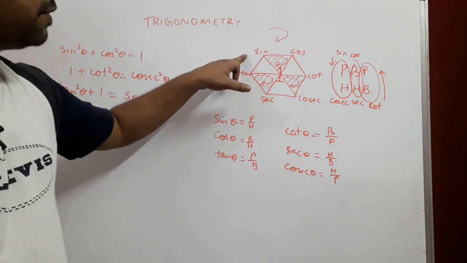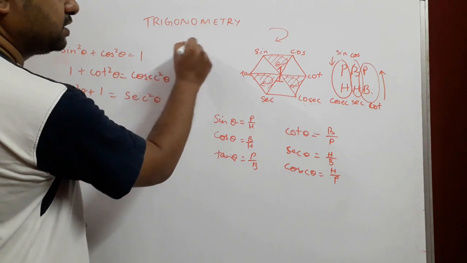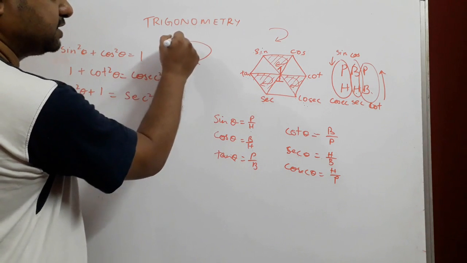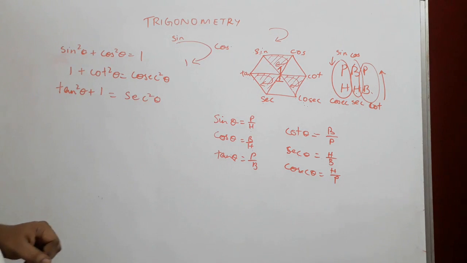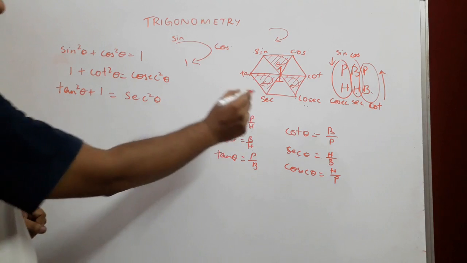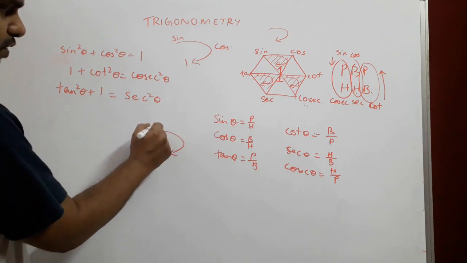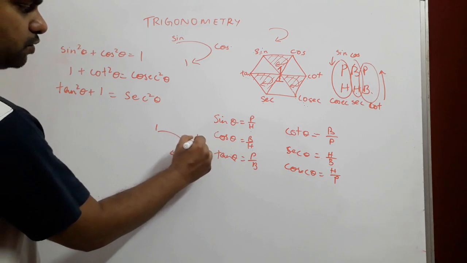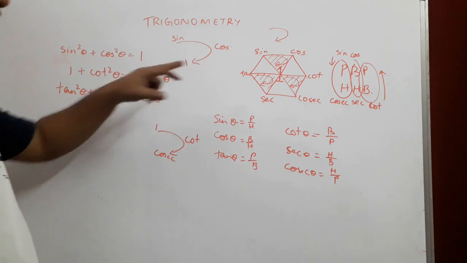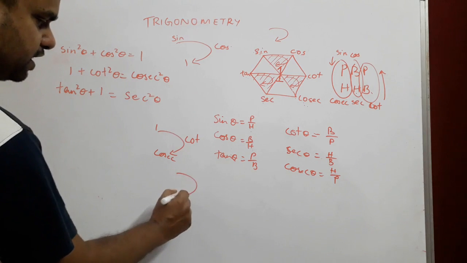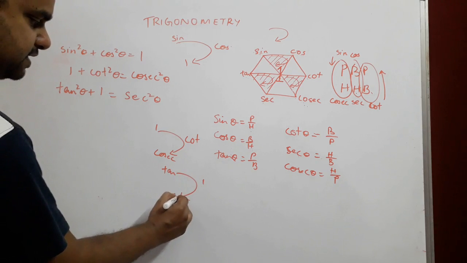Have a look, sine square theta, cos square theta, and 1. So if I put it this way, it is sine over here, cos over here, and 1 over here. Similarly, if you look at the next one, if we draw an arrow this way, then it is 1 over here, then cot over here, and then we have our cosec over here. Similarly, for the third one, if we draw an arrow this way, we have our tan over here, 1 in between, and sec over here.